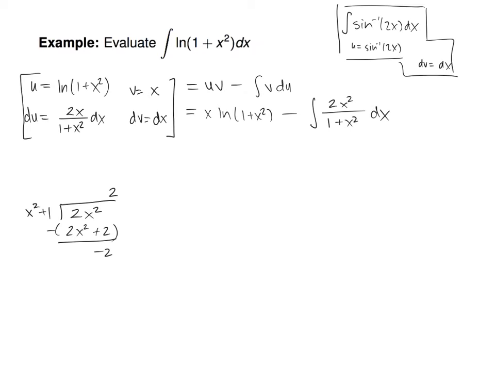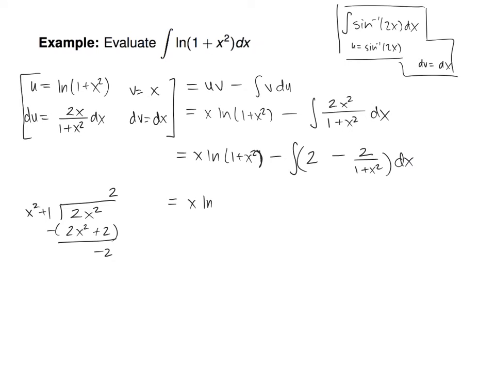Negative 2. So you have x ln of 1 plus x squared minus the integral of 2 minus 2 over 1 plus x squared. Do you guys agree that negative 2 was the remainder and 2 was the quotient? Okay. Let's do two things at once: let's both distribute the negative and anti-differentiate.